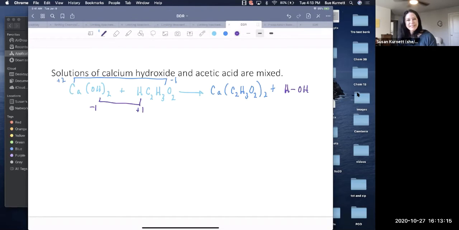Sometimes when students are doing this, they come up with some crazy things. For example, I have seen this before as a formula for water. Does that make any sense? Why would a student do that? Because that's how it kind of looks over here.